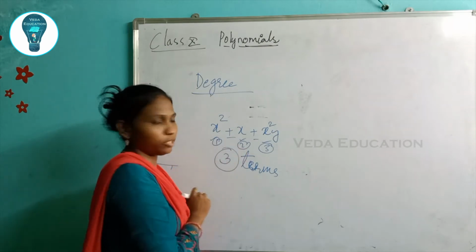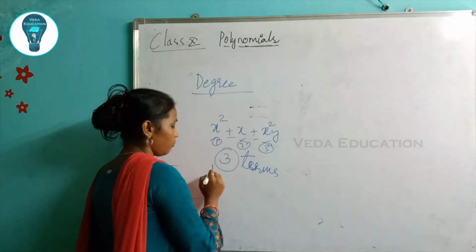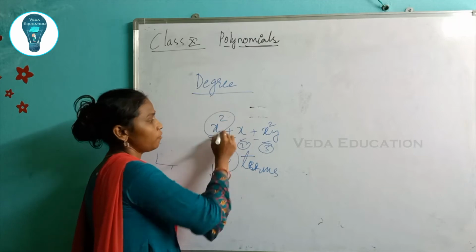Next, what is the degree of this? So for each term, what is the power? For each term, what is the power?